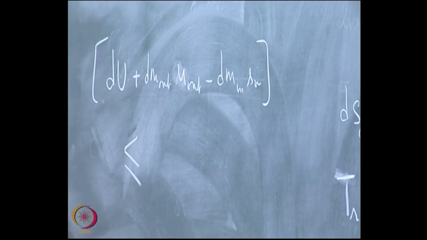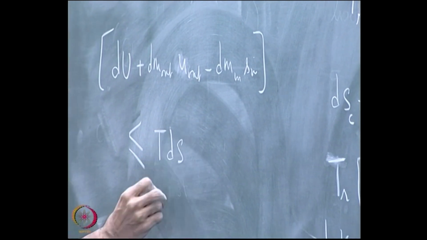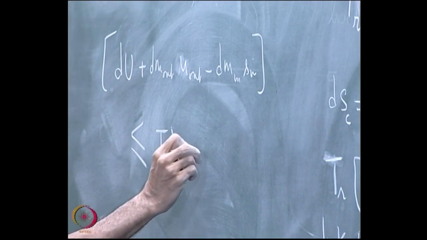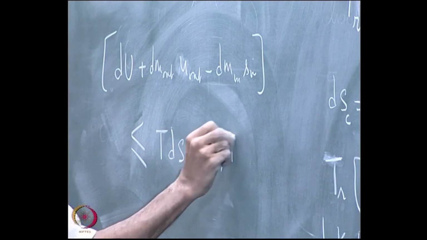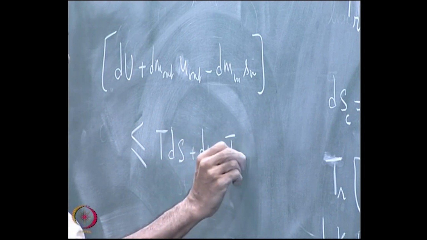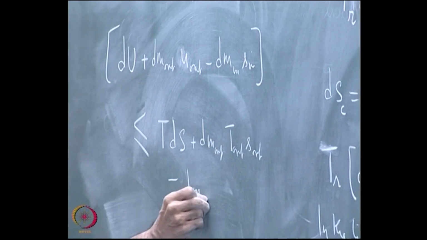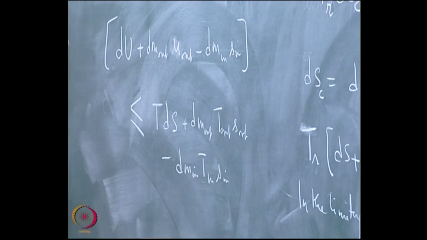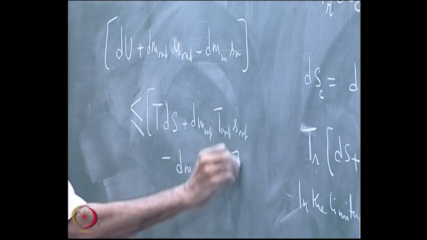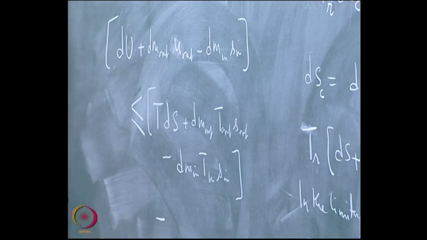Tds, which is this one here, Tds plus dm out into T out S out minus dm in into T in Sn. This whole thing is Tds for a closed system minus delta W.